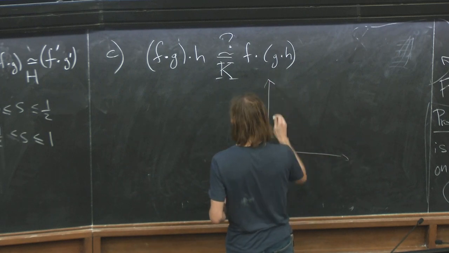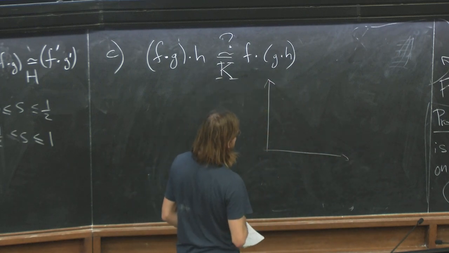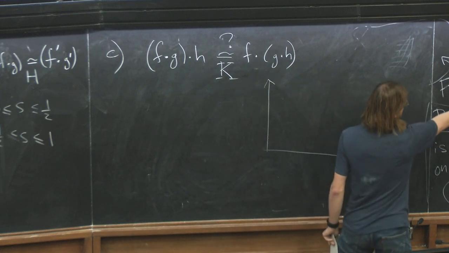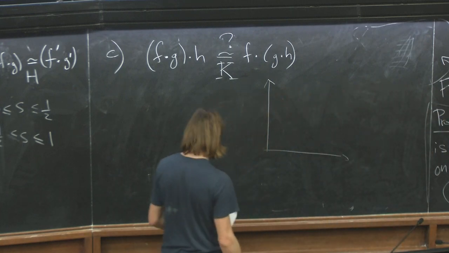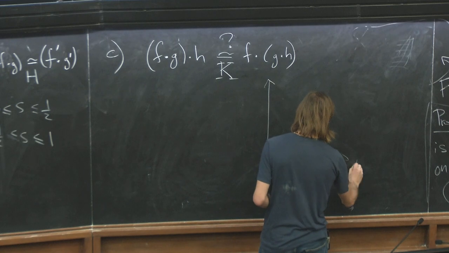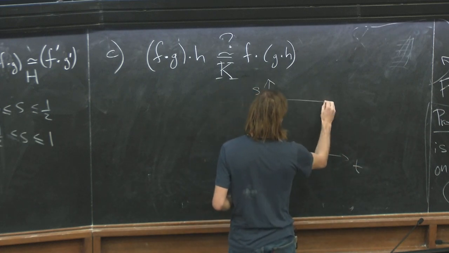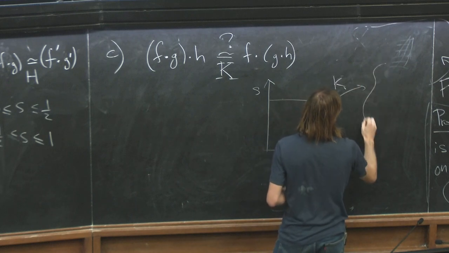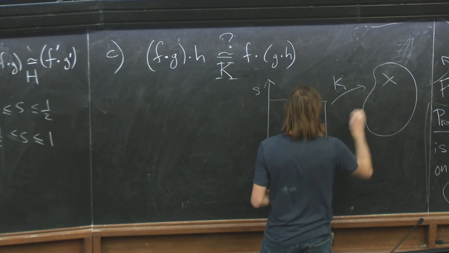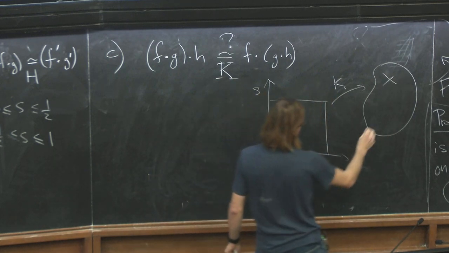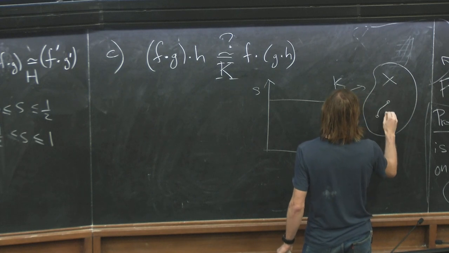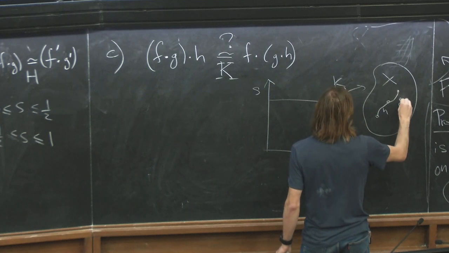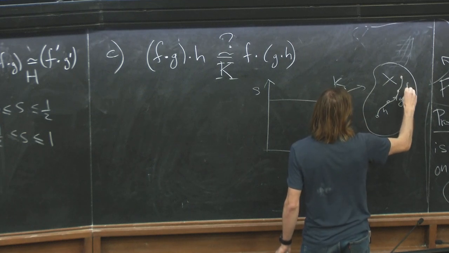So again, to construct this homotopy, we essentially need to construct a map from a kind of square to X, which satisfies particular conditions at the boundaries. Here it will be map K. And here we somehow have the composition of paths H, then F.